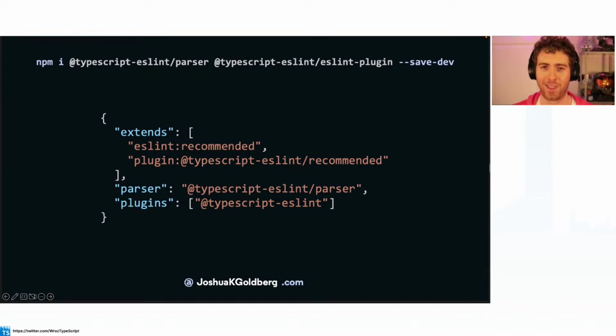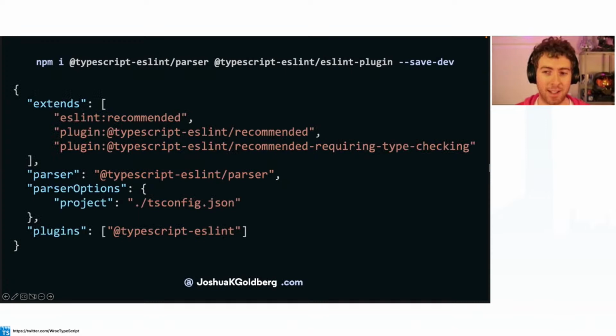But there's one more problem here, which is that I mentioned TypeScript's type checking is slow. We don't enable type system informed rules by default. We have rules that act on TypeScript syntax, but understanding the types behind them is a lot slower for some projects, so we don't enable it by default. If you do want to get type information, it's a little bit more configuration.